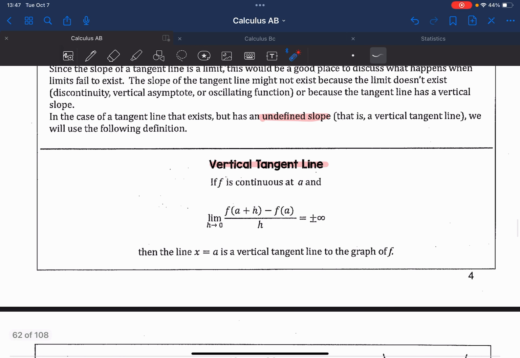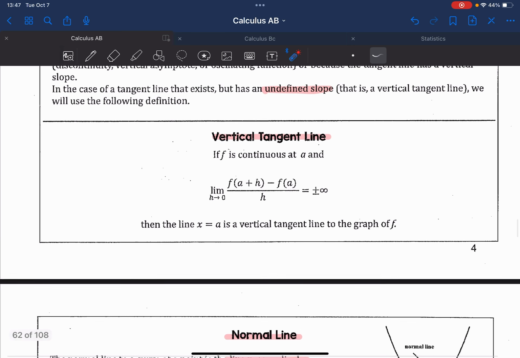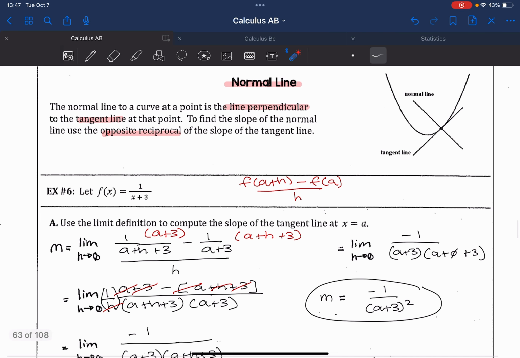Okay, now let's talk about if our slope is undefined. If our slope is undefined, that means we have a vertical tangent line. Notice that we know this happens if the limit of that definition of the derivative approaches one of the infinities. So that was the tangent line.